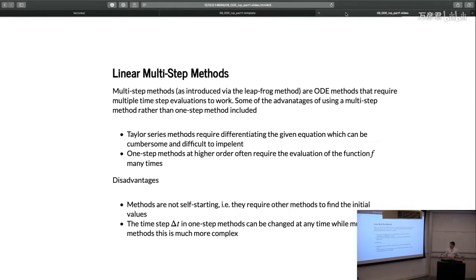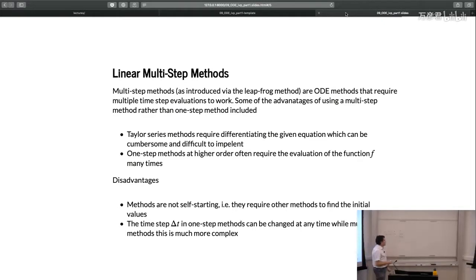The big disadvantage to linear multi-step methods is that they're not self-starting. If we start, u_0 is the initial condition, and I don't have these values behind it. So somehow I need to get it started so that I can use the linear multi-step method going backwards. That's what we call bootstrapping. We use some other methods so that we can get to a point where we can actually use the data behind us.